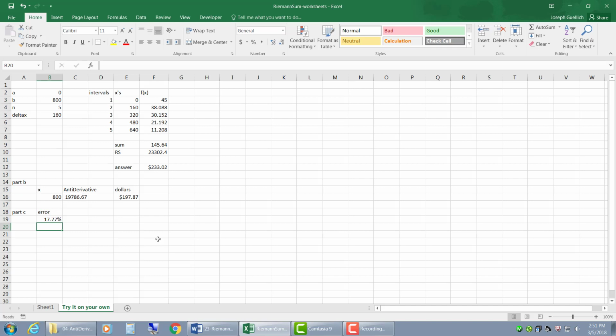And that's the idea with the Riemann sum, is that if we increased the intervals, if we did 50 or 500, then our answer would be even closer. But sometimes an approximate is good enough.